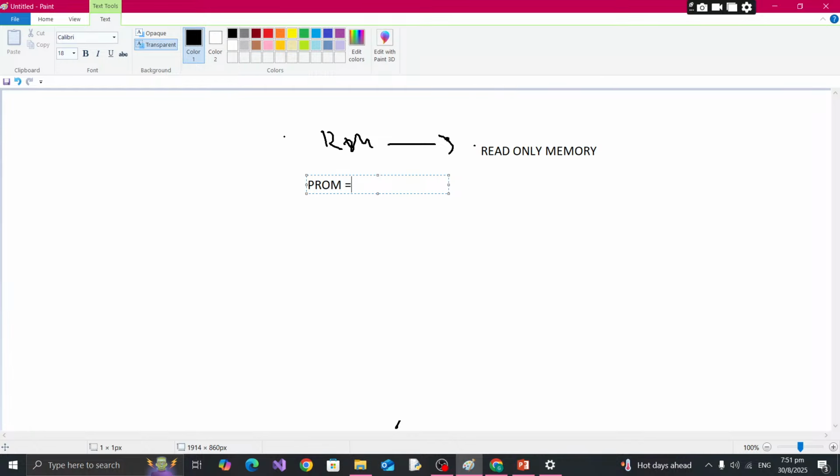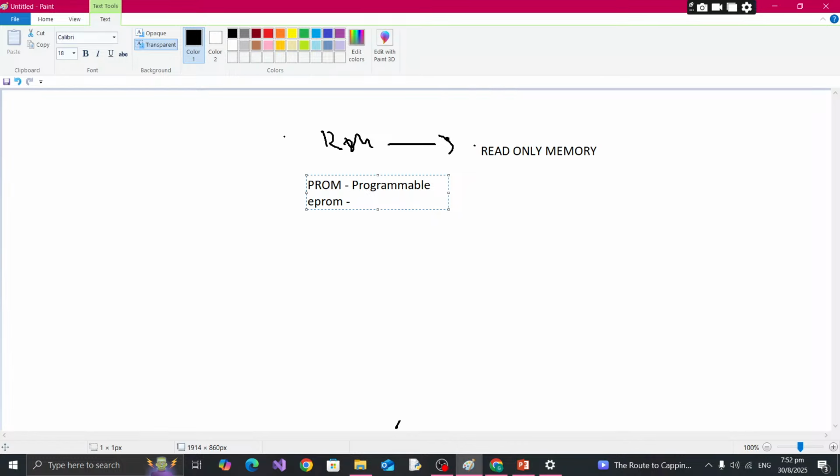PROM is called programmable read-only memory. We can program it only one time after the manufacturer gives us the chip. That also becomes a big disadvantage, because technology keeps evolving and we cannot stay back with the same program. Then came EEPROM.